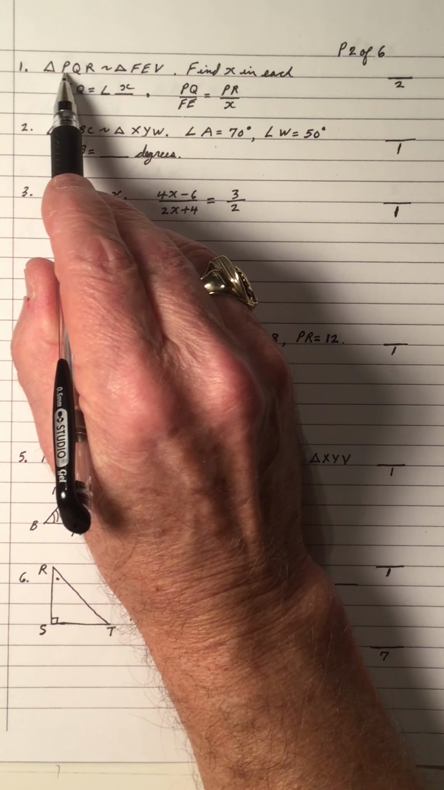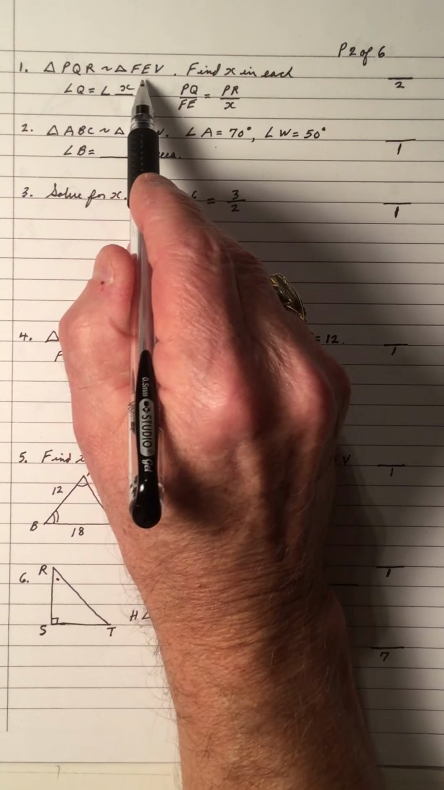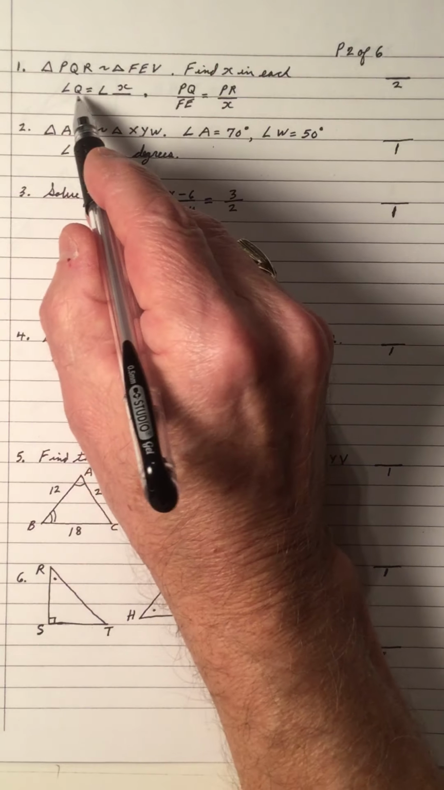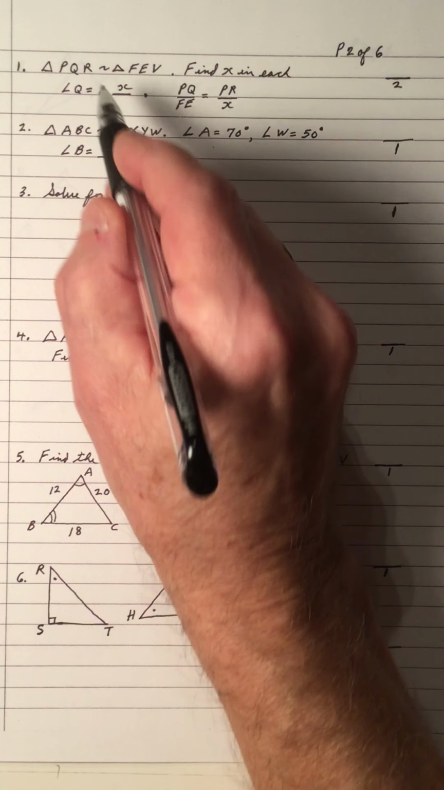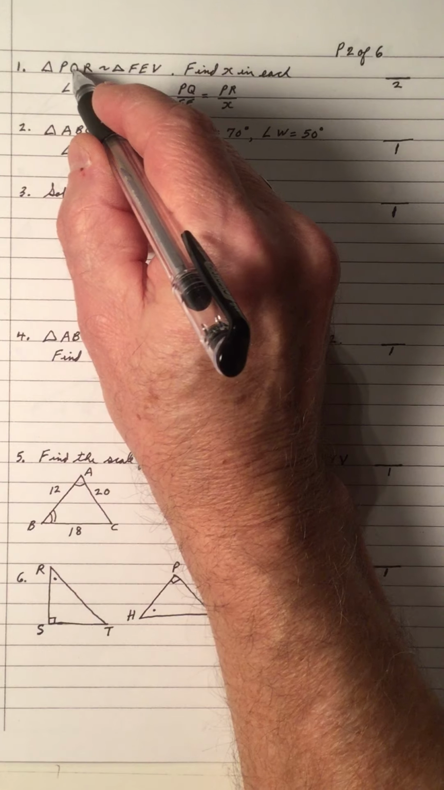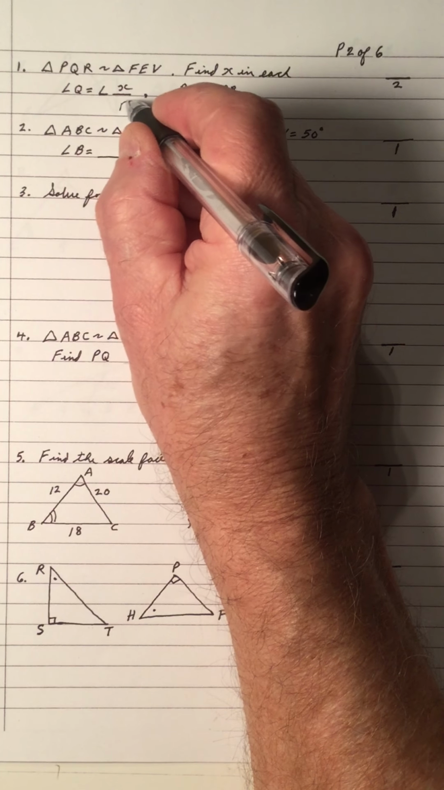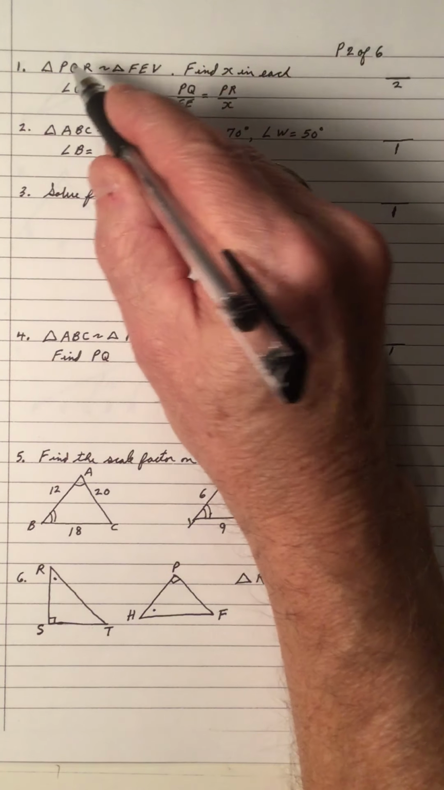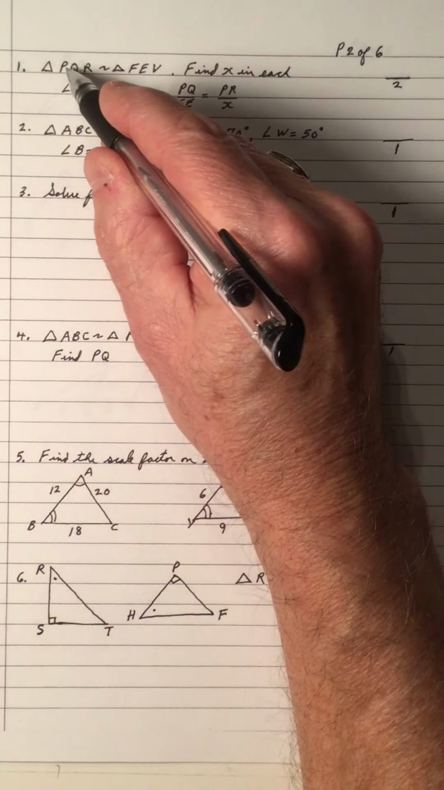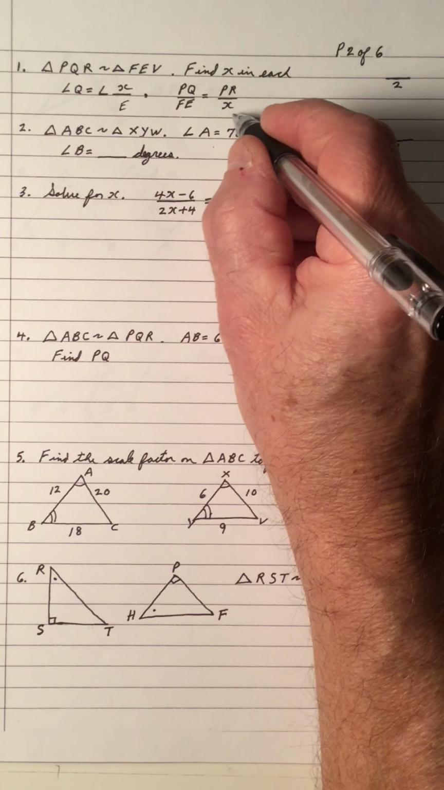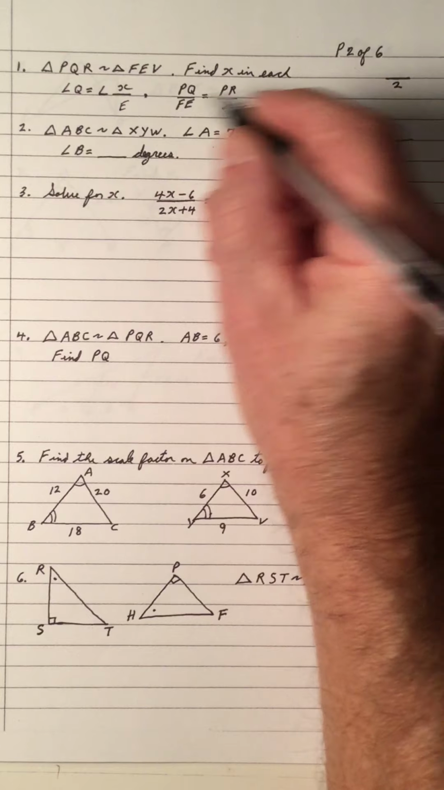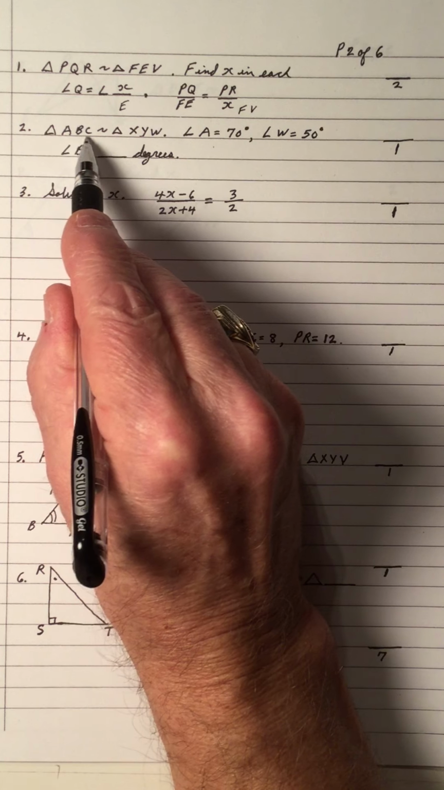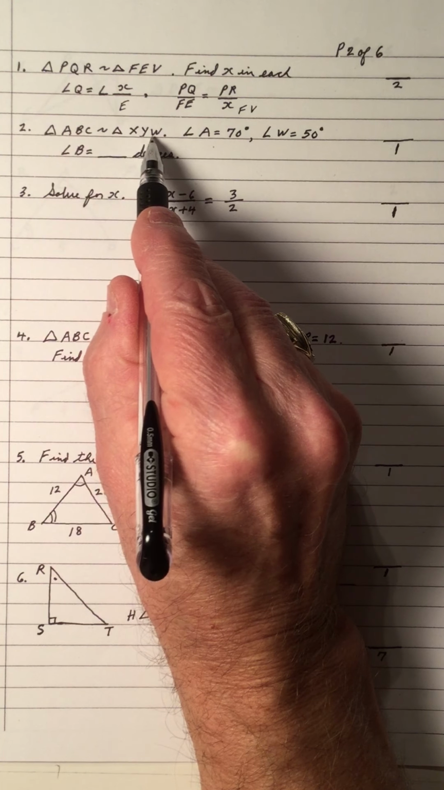Number 1, triangle PQR is similar to triangle FEV. Find X in each. Angle Q is equal to angle E, so X is represented by E. And PQ over FE is equal to PR over FV, so that's an FV. 1 mark for each. Give yourself 2 marks.